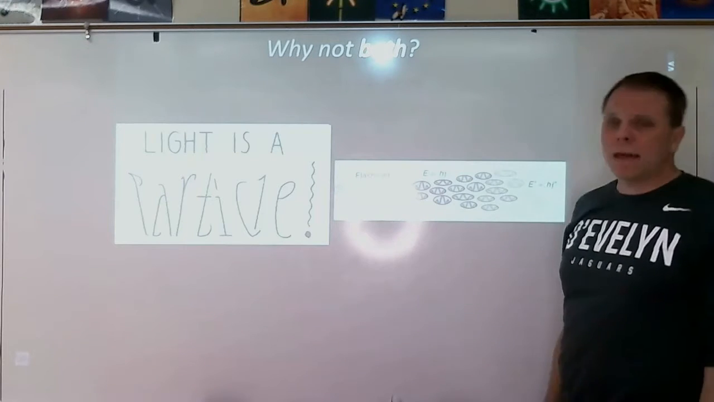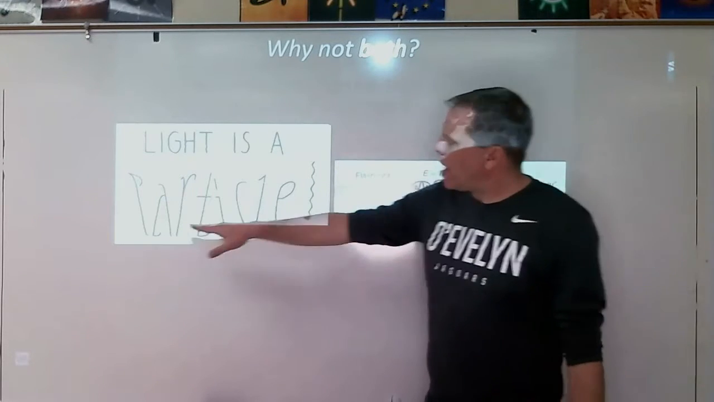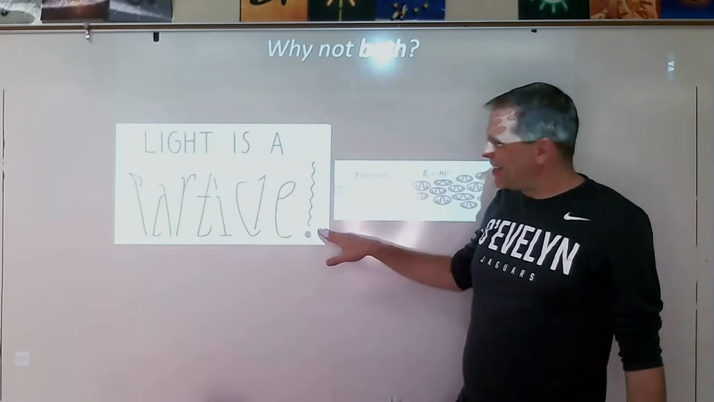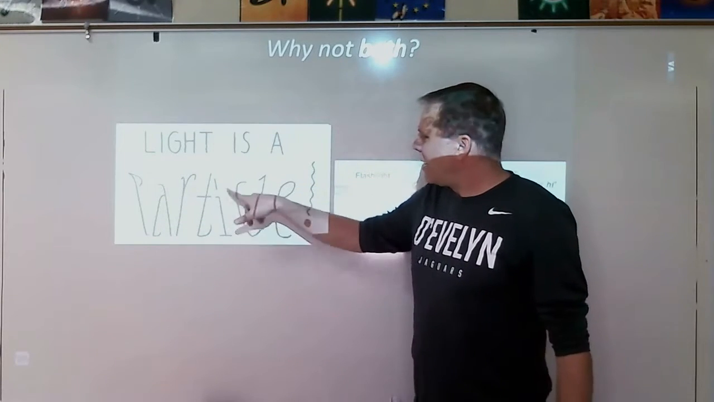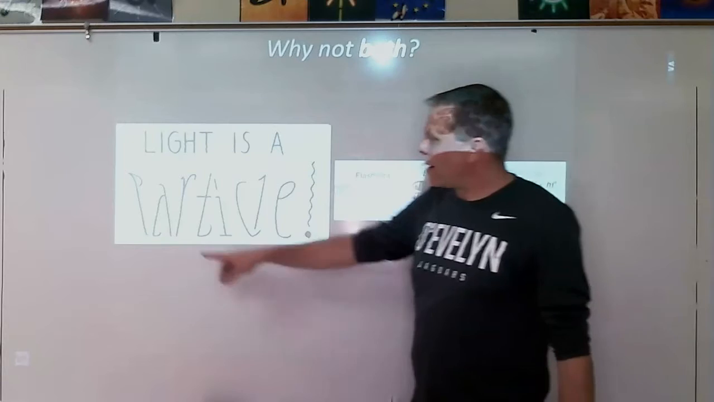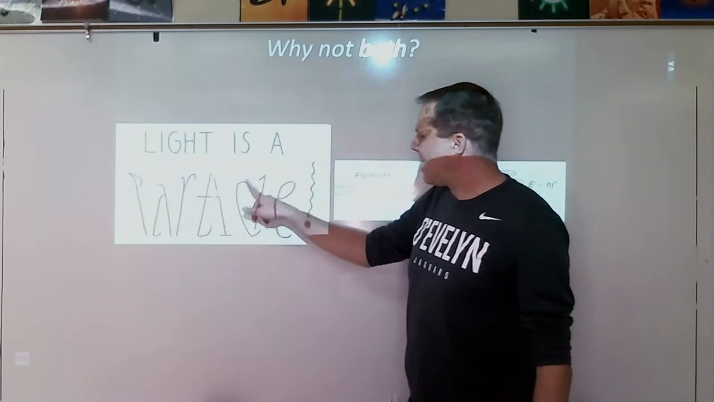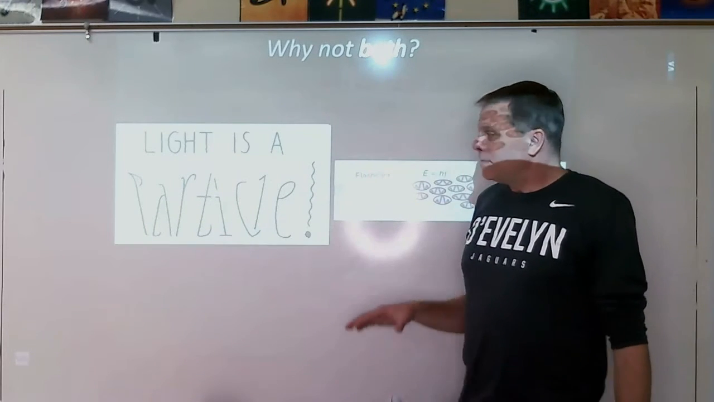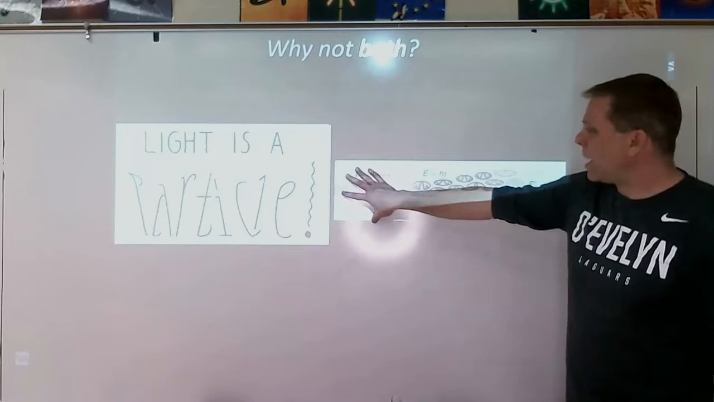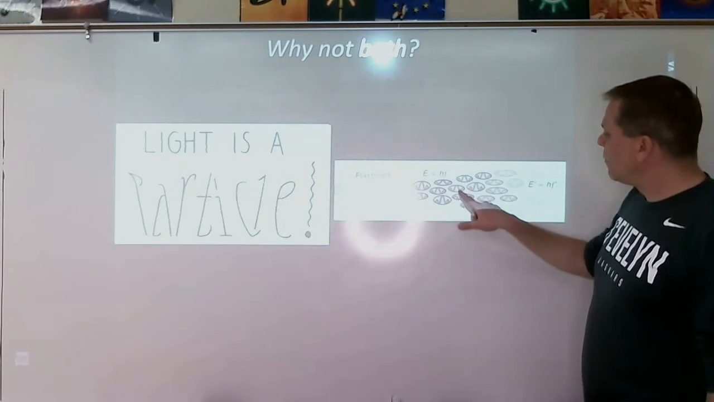So why can't they be both? Why can't light be both a wave and a particle? Can you see it? Wave, W-A-V-E, and particle, P-A-R-T-I-C-L-E. Kind of fun, right? Light was behaving as both. So when you're shining a flashlight, you've got all of these little photons coming out.